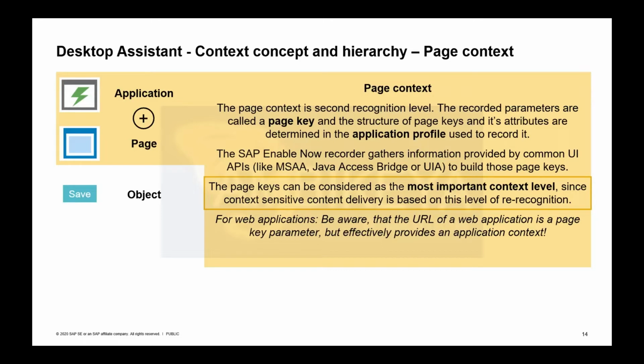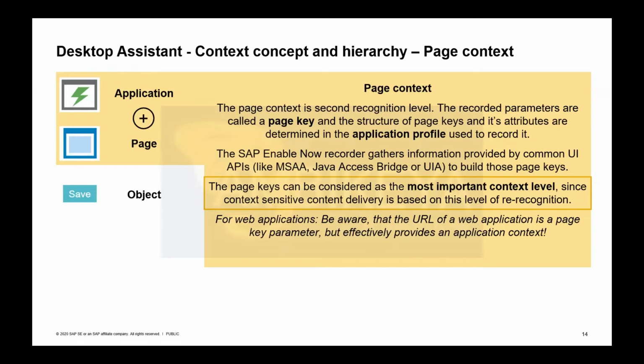This is where we're going to go into details now. And the page key's structure, so what attributes are part of that key, is determined by the application profile which was used to record the single object, either a single context for a book page or a text unit, or the whole project. In all cases, the application profile is that one thing that manages the recognition, and later on the re-recognition.